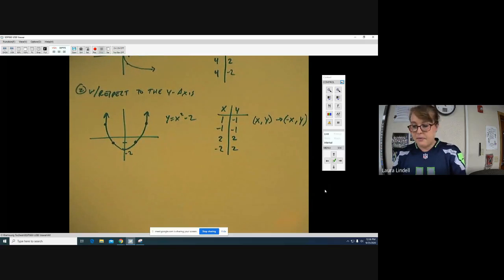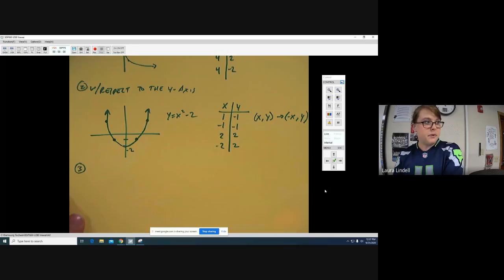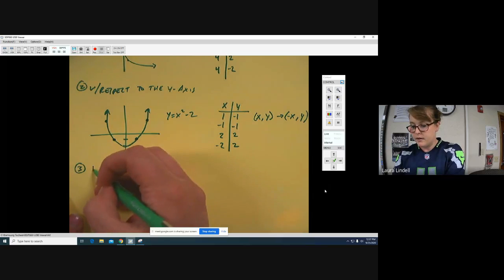The third type of symmetry is going to be symmetry with respect to the origin.